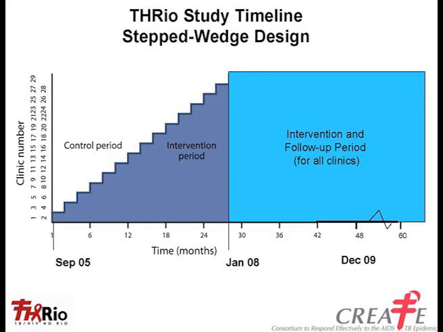This is why it's called a stepped wedge, because it looks like a bunch of steps. Every 2 months, 2 clinics are entering. Every 2 months, 2 more enter, and so forth. And by the time you finish, you've got something that looks like a wedge. So as they come in, they're in those clinics.